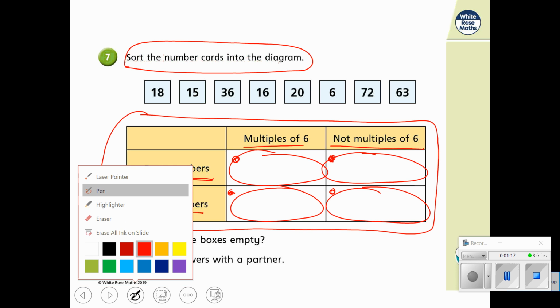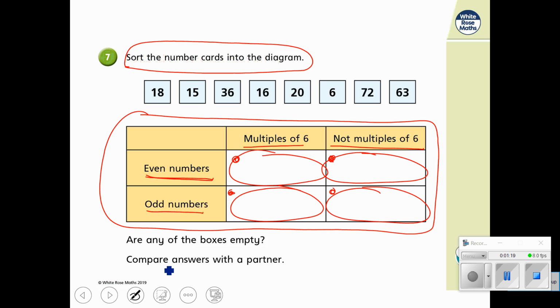I'm going to change my pen colour and do this with you. We'll start with number 18. Okay, 18 is even, so we know that 18 is going to go along this line here. If 18 is an even number, is it a multiple of 6 or not a multiple of 6? Yes, it is a multiple of 6, so it goes here. I'm just going to go across and see if there are any other multiples of 6 that I can put in this box.